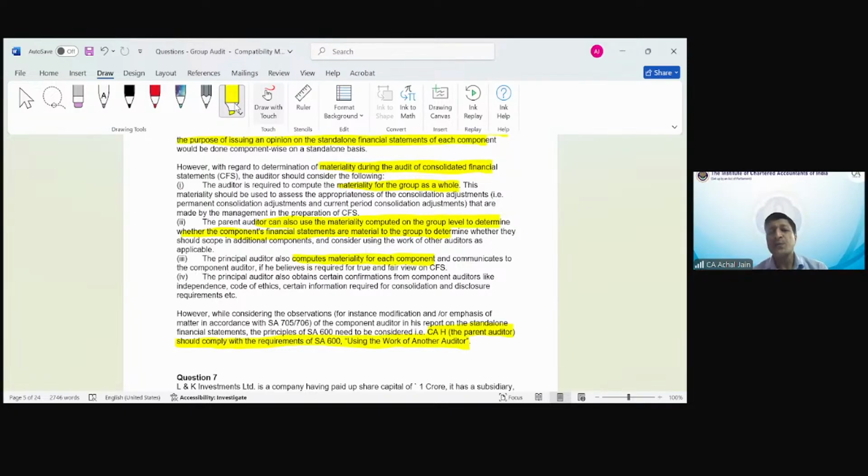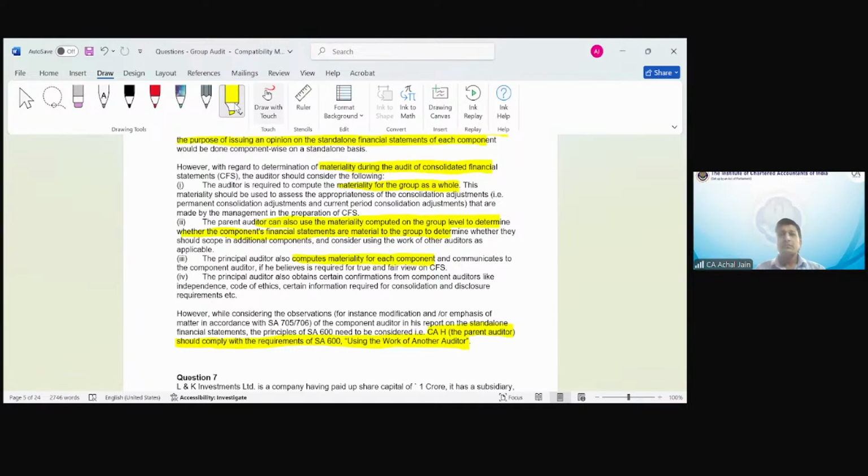Now you may be thinking, but sir, it's very generic. Okay. So there are two considerations which the parent auditor will have to get. One, let's suppose the component auditor has given an emphasis of matter. So does it mean the parent auditor should also include that same emphasis of matter in his report on CFS? Not necessarily. The parent auditor will evaluate that for the group as a whole, is that EOM still relevant? If yes, then the parent auditor will take it to the audit report of CFS.